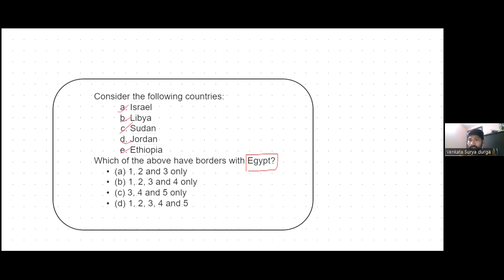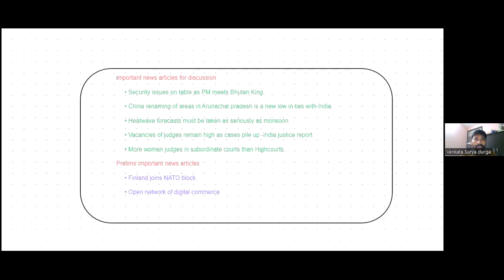So now let's get into the discussion of today's important news articles, right? So this is the list of important news articles for discussion today. The first news article is security issues on table as PM meets Bhutan king. China's renaming of areas in Arunachal Pradesh is a new low in ties with India. Third, heat wave forecast must be taken as seriously as monsoon.